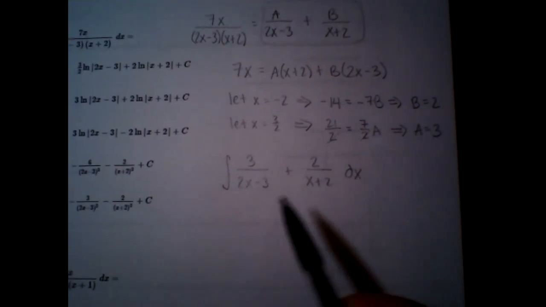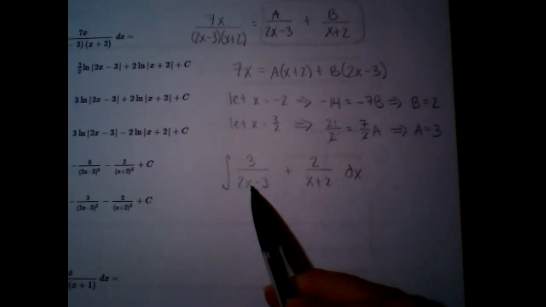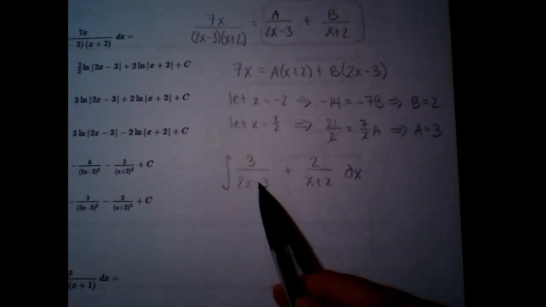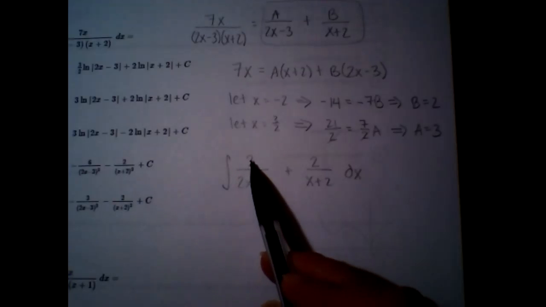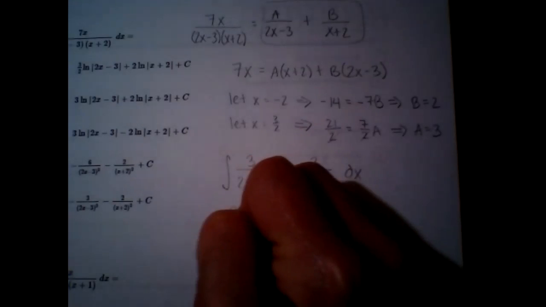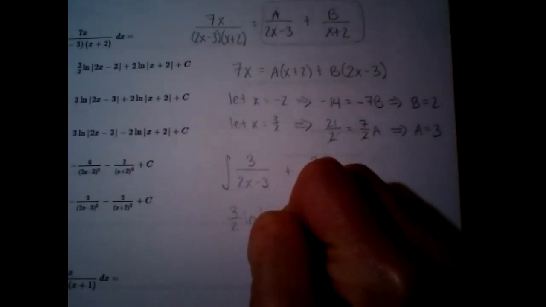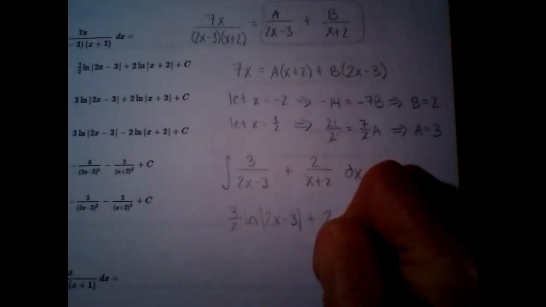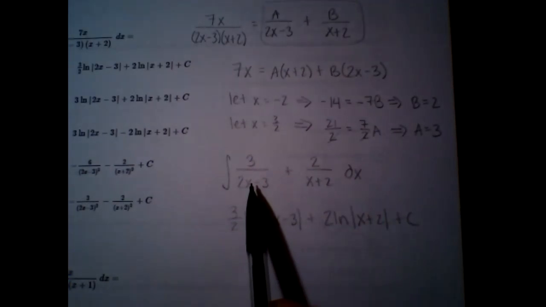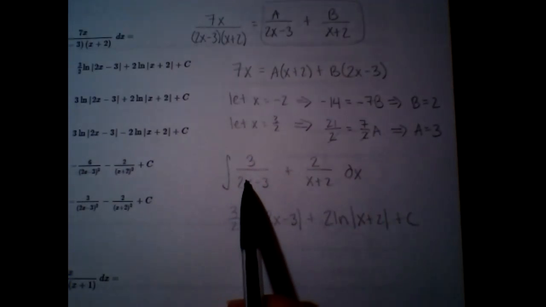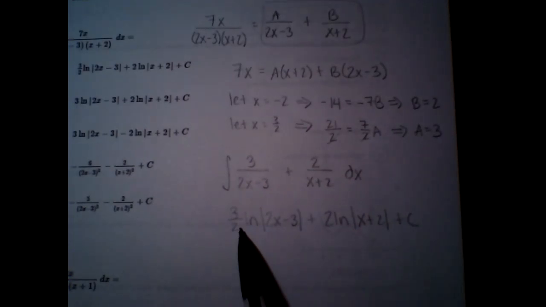Now this one was a little tricky right here because you would need a u substitution. You would end up with the derivative being 2, and then you would need to adjust with a 1/2. So I'm going to have a 1/2 adjustment for this one because of the 2 there. So it's going to be 3/2 ln 2x minus 3 plus 2 ln x plus 2 plus c. So again, that was tricky. It was because of this 2 coefficient in here, we needed a 1/2 out front.